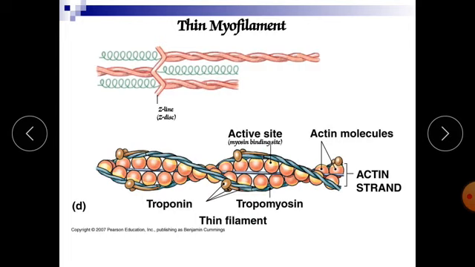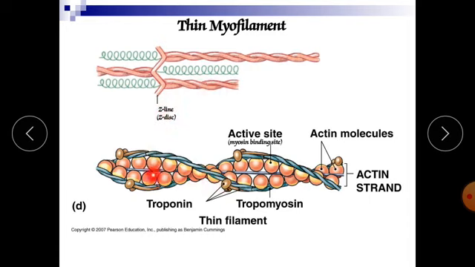Now here in the thin filament, you can see how these muscles bend and extend, and they have these spring-like structures for relaxation and extension, giving the complete range for relaxation and extension. This is the Z line, the Z disc.